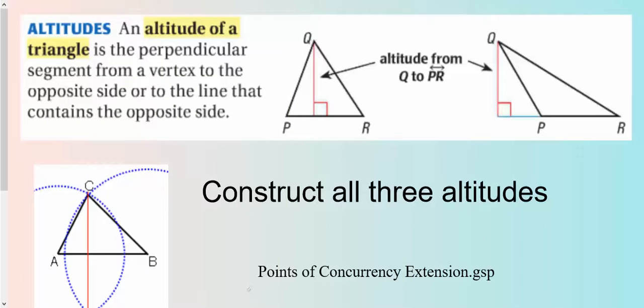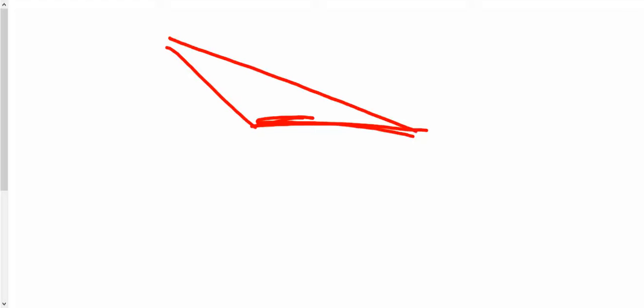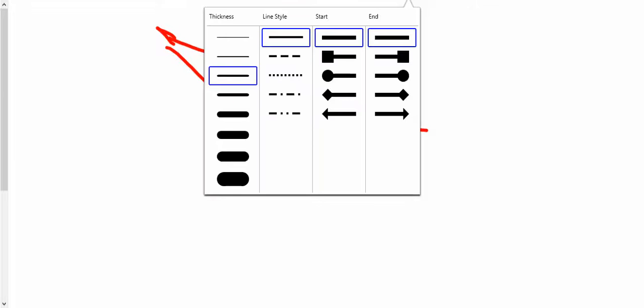Okay, so altitudes, basically it's the perpendicular segment from the vertex to the opposite side. And I'm going to draw a triangle here. There's part of the definition that's kind of interesting. So if I draw the altitude, it goes from the vertex to the opposite side, and it's going to be perpendicular. So it's going to be like that there.